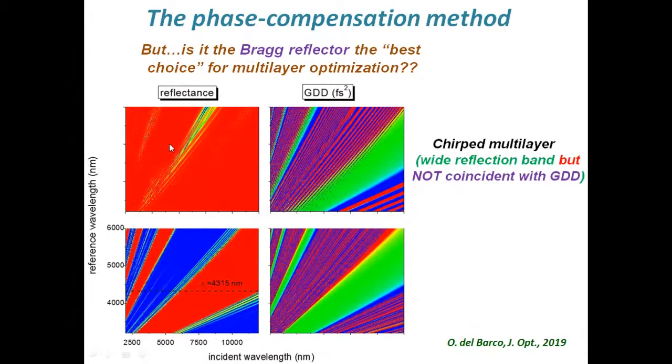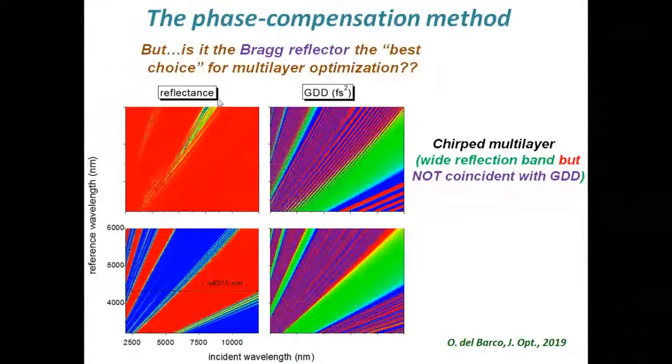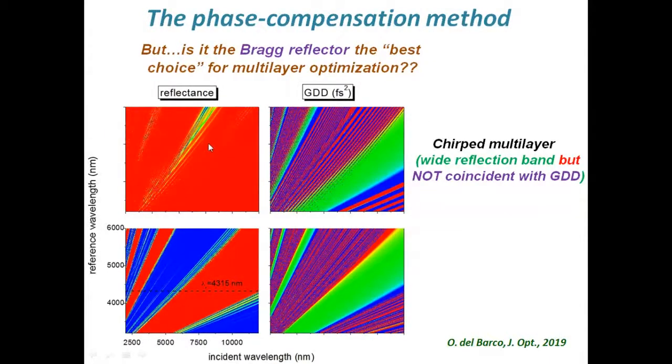Here we have again the reflectance, the GDD, the reference wavelength, and the incident wavelength. Here we have the chirped multilayer, with decreasing width. We have, as you see, more grid, more reflectance. As we stated previously, we have very high reflectance, but there's no correlation in bands, so they are not coincident. We also want this green zone to be coincident as long as possible with the other one. So here it's not the best choice.